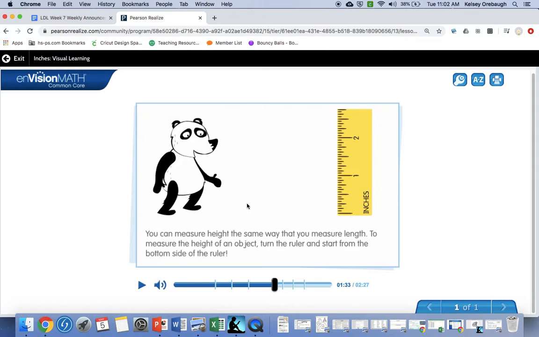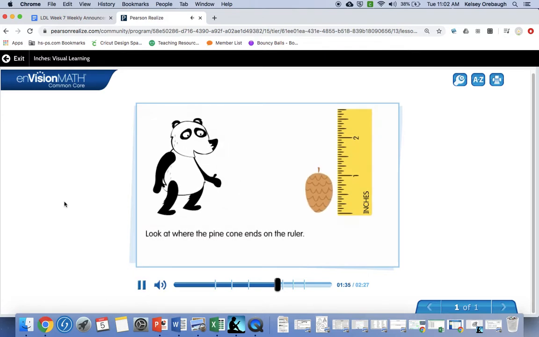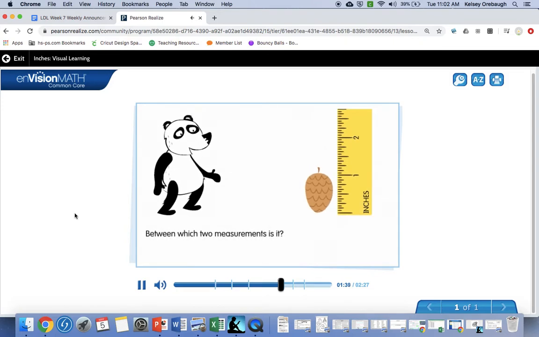So when you measure length, we started from the left side. When we measure height, we start from the bottom. Look at where the pine cone ends on the ruler. Between which two measurements is it? Okay, so the pine cone, we start at the bottom of the ruler to measure it. And right here, its little stem, that's where we're saying the end of the pine cone falls, okay?